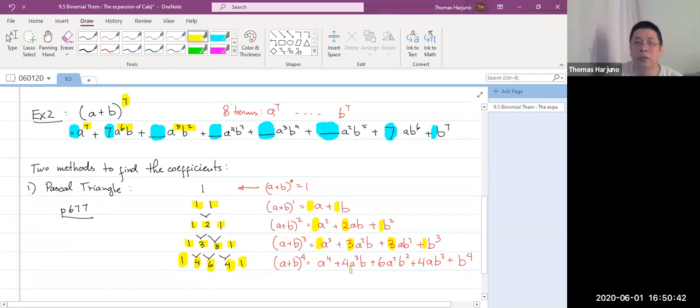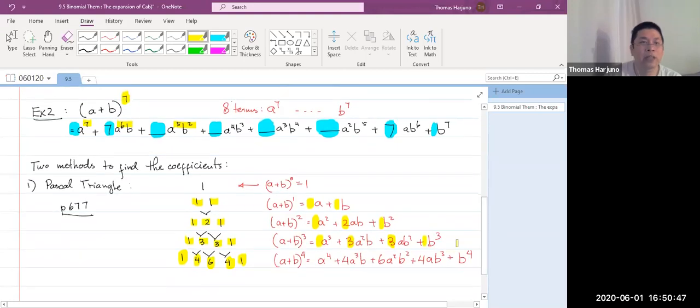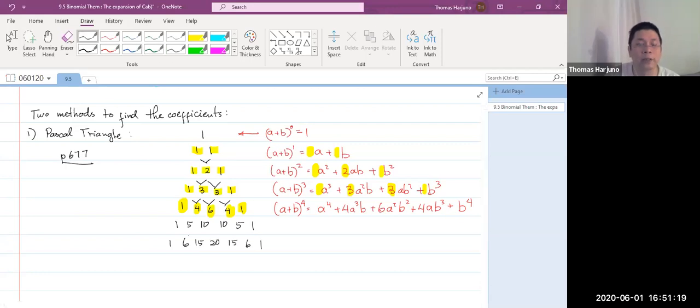Okay, so right now we are at degree 4, right? Now, if you want to go back to example 2 and find the rest of the coefficients here, what you can do, of course, is extend it to 7. This is degree 4, and then you go on 1, 5, 10, 10, 5, 1. This is degree 5, degree 6: 1, 6, 15, 20, 15, 6, 1. Now let me know if I'm too fast.